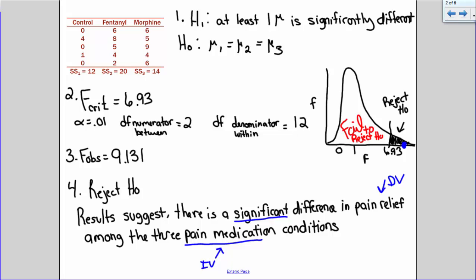Now, let's say that we got an F value that did not fall in the critical region. Then we would say, results suggest there is not a significant difference in pain relief among the 3 pain medication conditions, and we'd be done, because we don't really care about effect size or which groups are significantly different if we fail to reject the null. But we did reject the null, so it's time to figure out our effect size.